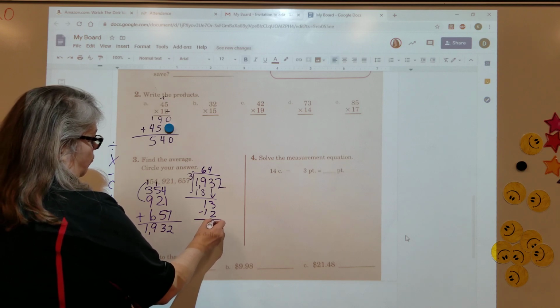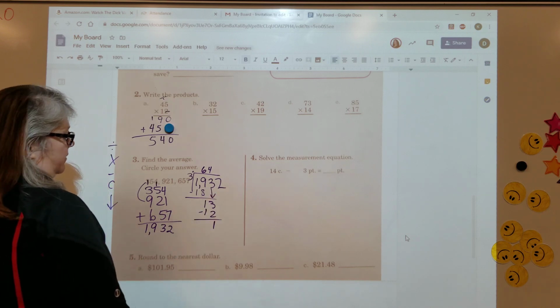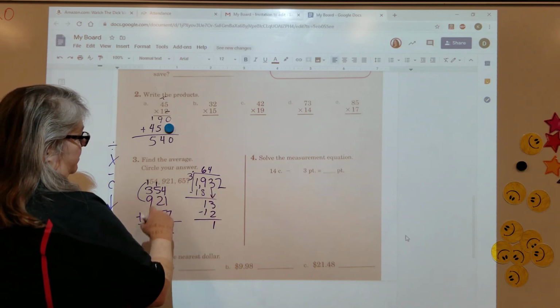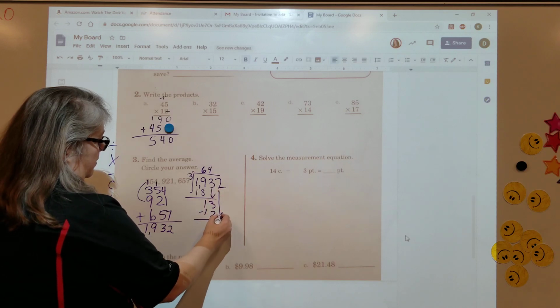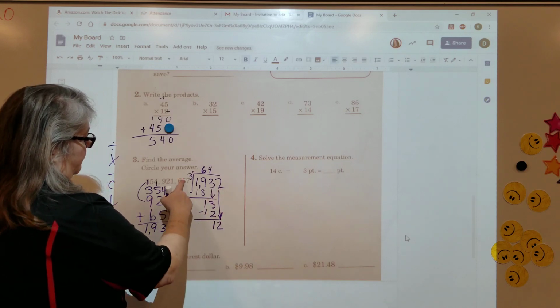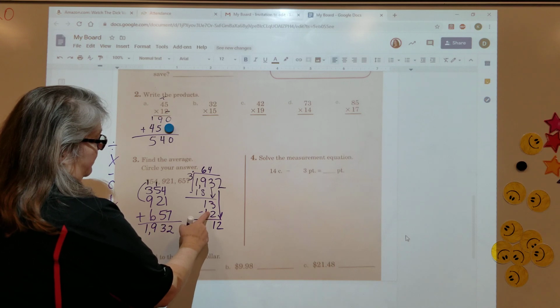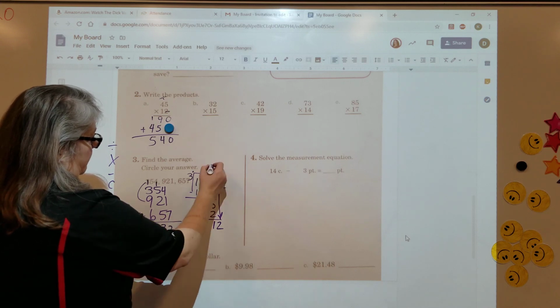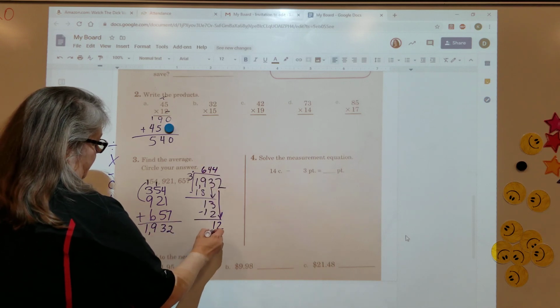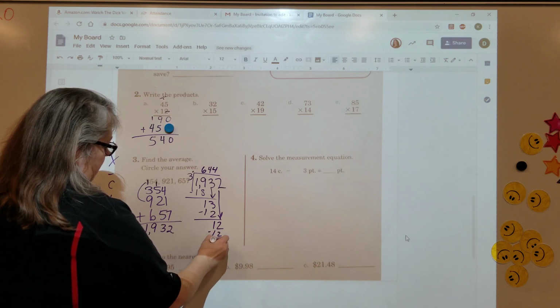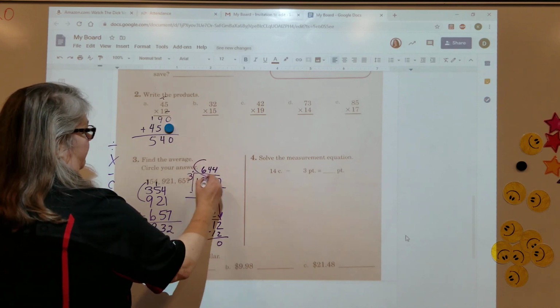3 minus 2 is 1, and 1 minus 1 is nothing. Compare, is 1 less than 3? And it is. Bring down the 2. How many times will 3 go into 12? And look, we already did that here. 3 goes into 12 four times. 4 times 3 is 12. Subtract. There's none left over. Circle your final answer.